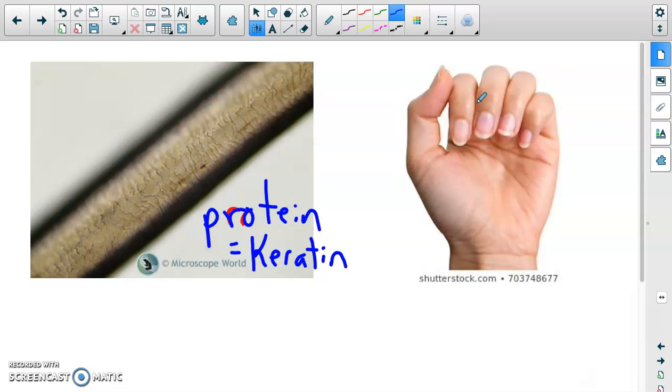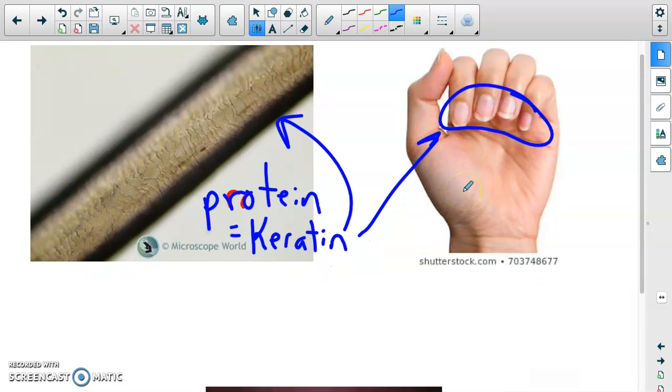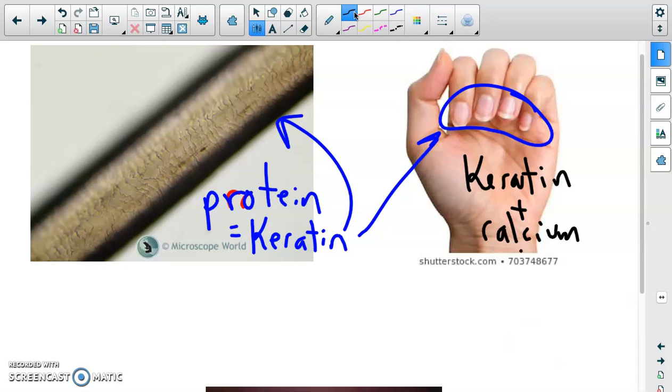Now, nails are also mostly protein, and in fact, it is the same protein in hair and nails, again, keratin protein. That's also the same protein, actually, that makes up rhinoceros horns and things like that. But whereas hair is mostly protein, nails are keratin plus calcium minerals.